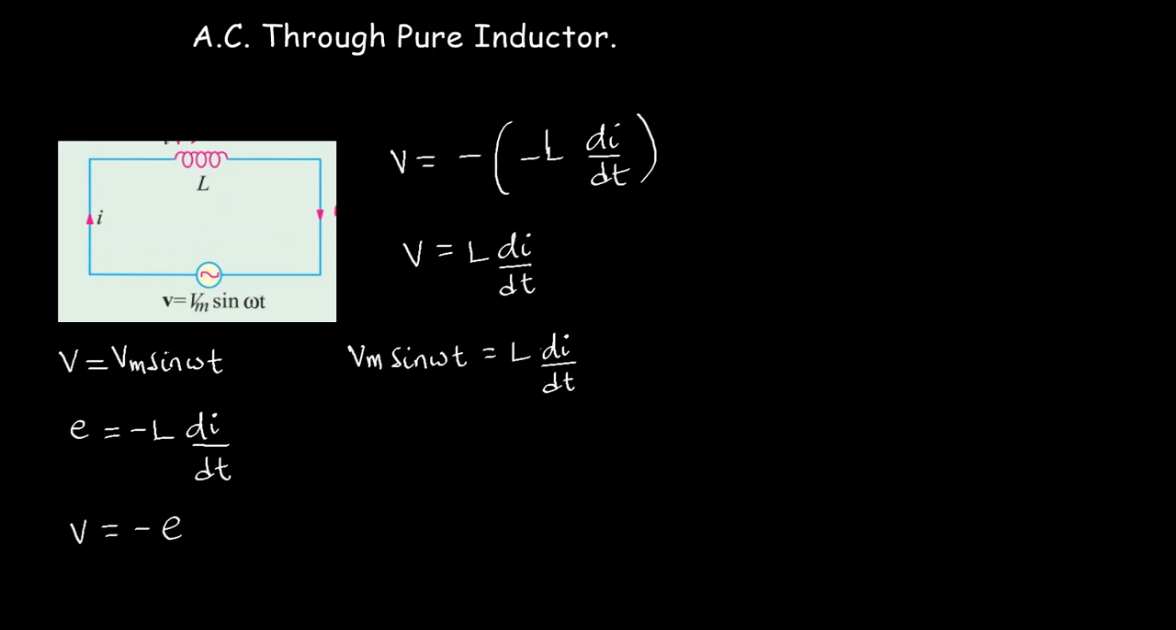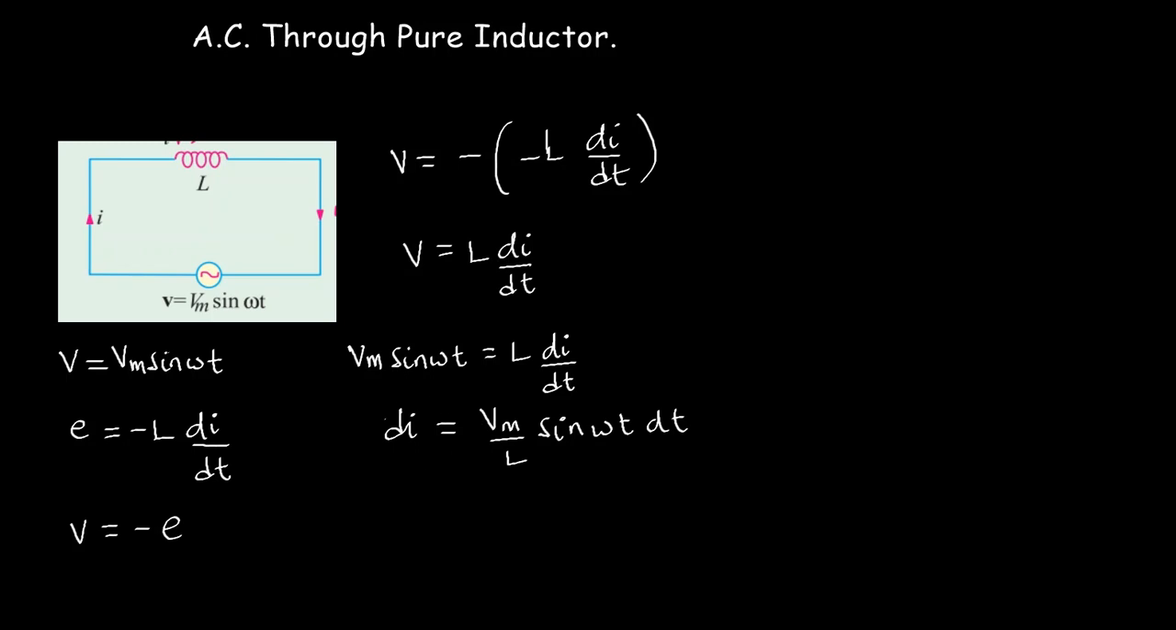What I'll do is group the like terms here. You have t here, and you have the t here. So I'm going to group these two so that the di can be on its own. The Vm and the L are constant, so you can put them on either the left-hand side or the right-hand side. When I do this arrangement, you're going to have di equal to Vm over L sine omega t dt. This is what you are going to have.